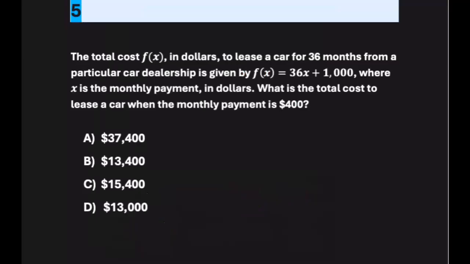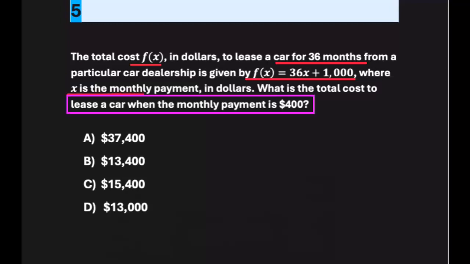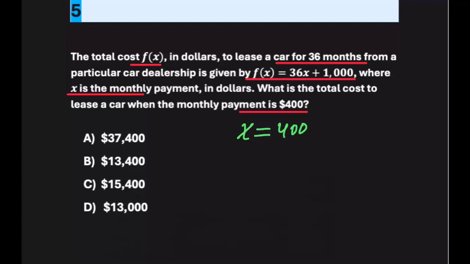Question 5, the total cost to lease a car for 36 months is given by this equation. And the payment for each month is X. What is the total cost to lease a car when the payment for each month is 400? So X is the payment for each month, and that is equal to 400. And they ask, what is the total cost to lease the car? And the total cost is given by this equation.